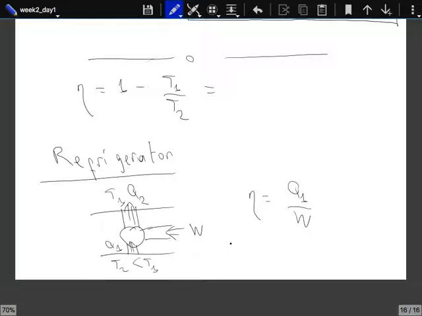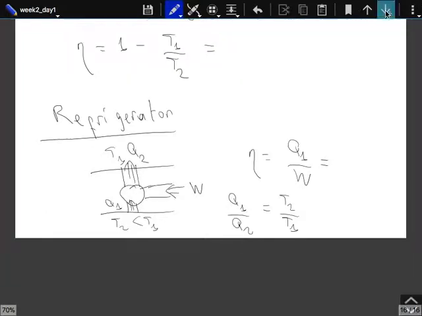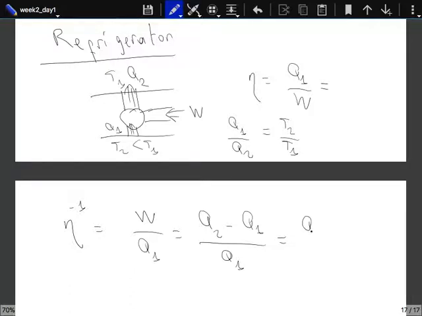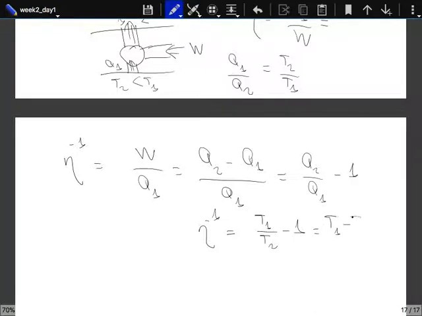Now here, Q1 over Q2 for this heat engine is basically still T2 over T1. So for this Q1 over W, let me look at the inverse of that one. Eta inverse is W over Q1. Well, W is Q2 minus Q1, over Q1. This is Q2 over Q1 minus 1, which is, well, Q2 over Q1 is T1 over T2, minus 1. This is eta inverse, T1 minus T2 over T2. So eta is T2 over T1 minus T2.